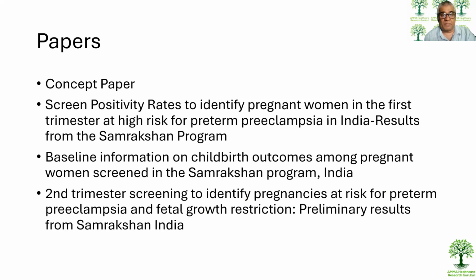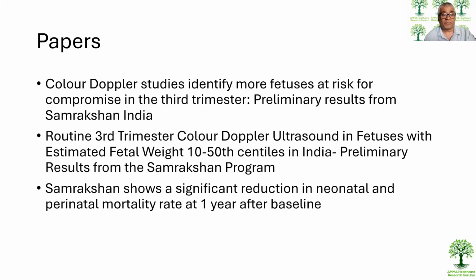We have put out several papers based on this data. This concept paper in the IRIA, and papers in the Journal of Fetal Radiology that have looked at the screen positivity rates to identify pregnant women in the first trimester. We have looked at baseline information on childbirth outcomes, second trimester screening outcomes, color Doppler studies to identify more fetuses at risk for compromise in the third trimester, and routine third trimester color Doppler ultrasound in fetuses with an estimated fetal weight between the 10th to 50th percentiles.